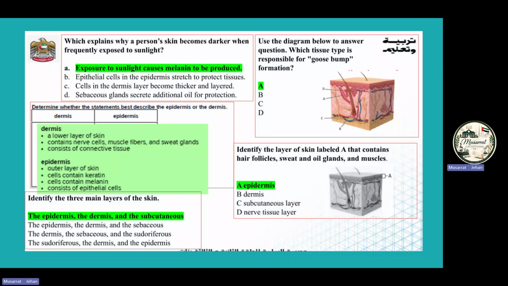These are some more questions. Pause the video and read these questions and see if your answer is also the one which is marked here.